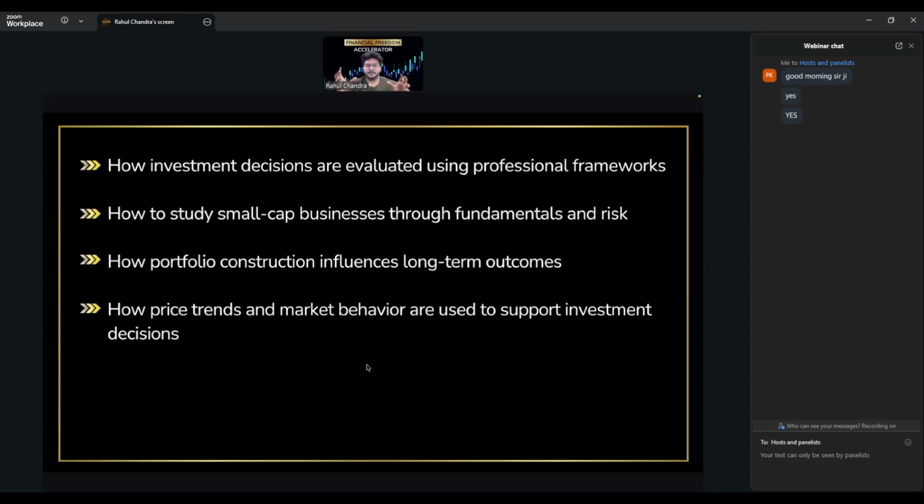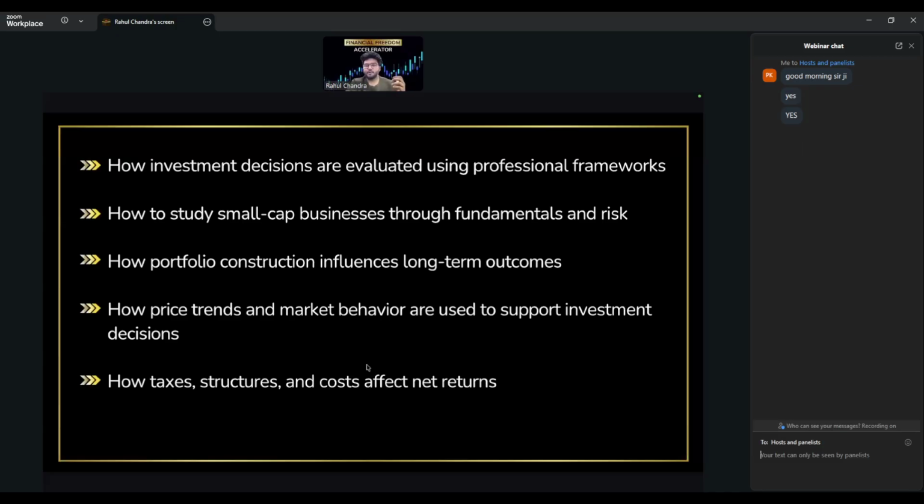There is a school of thought wherein fundamentals and technicals are used together. Some people call it funda-technicals, or techno-funda, right? The basic logic is how price trends and market behavior are combined with the qualitative aspects of fundamentals.